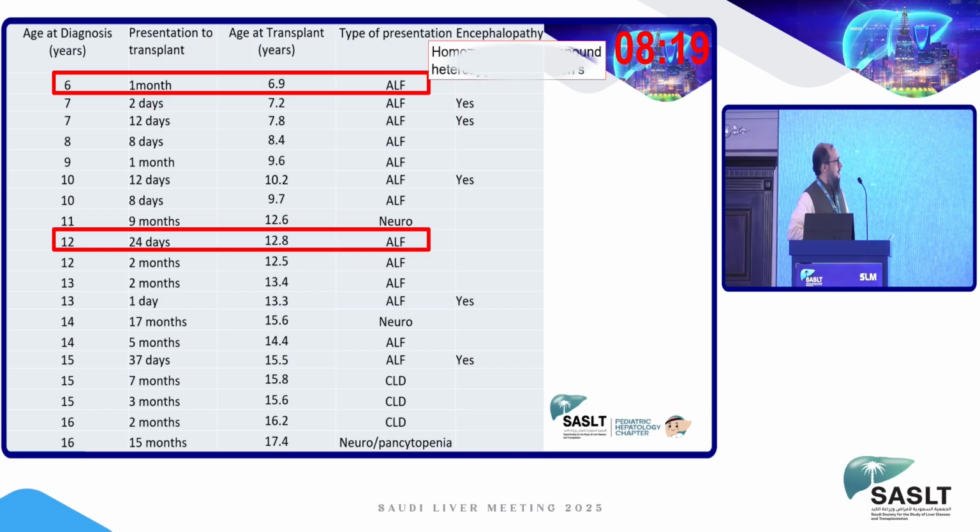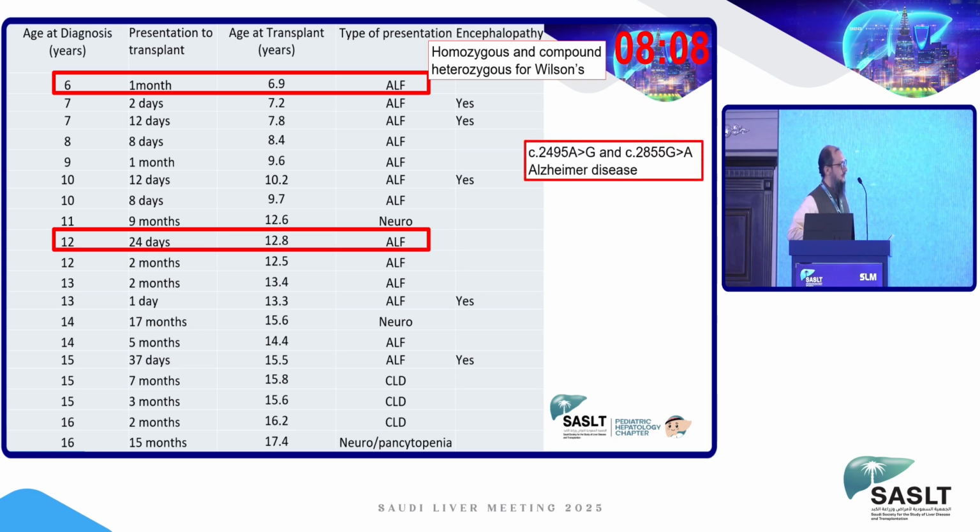So this is the same table. The child who was, again, the 6-month-old had an early presentation, has 2 mutations, both homozygous and heterozygous mutation for Wilson disease, and also has a mutation which gives you an increased risk for Alzheimer's disease. Similarly, we have another patient who was 12 years of age at the time of diagnosis, also has a similar mutation for Alzheimer's.